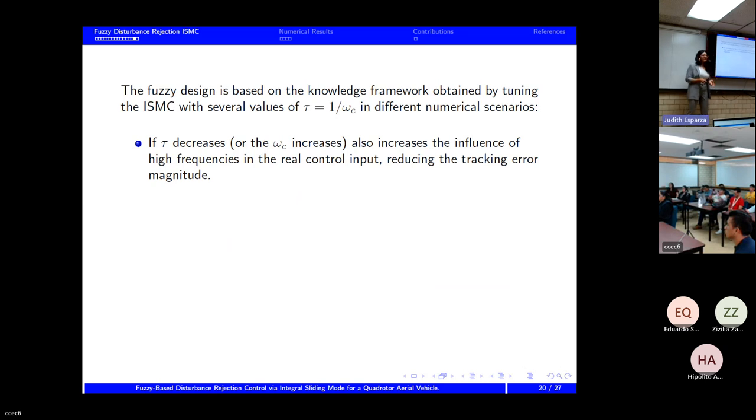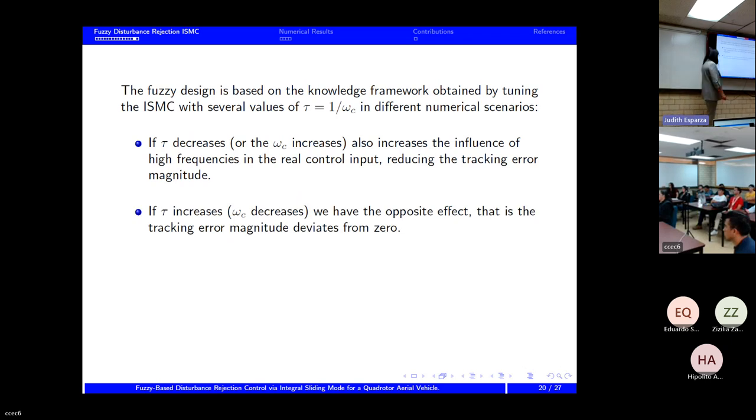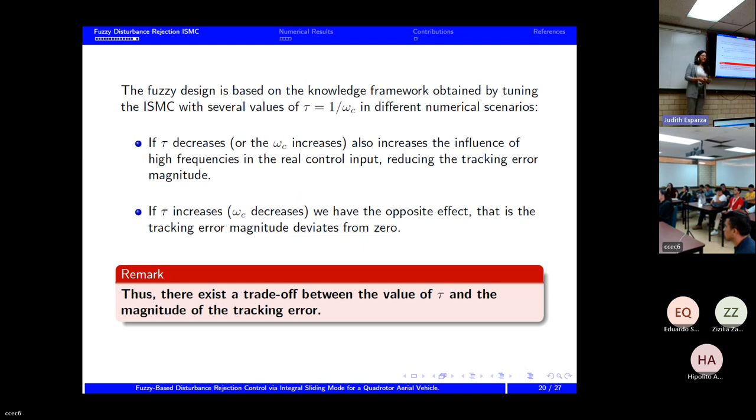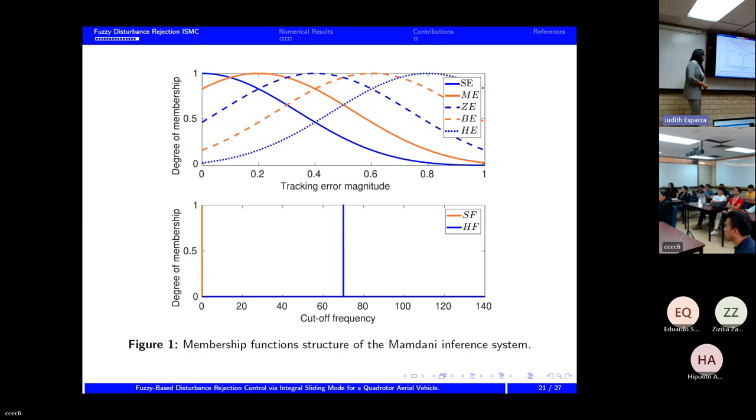Here we have that if tau decreases, the influence of high frequencies also increases, but this reduces the tracking error magnitude. On the other hand, if tau increases, we have the opposite effect, and the tracking error magnitude deviates from zero. It's important to remark that there is a trade-off between tau and the error magnitude.